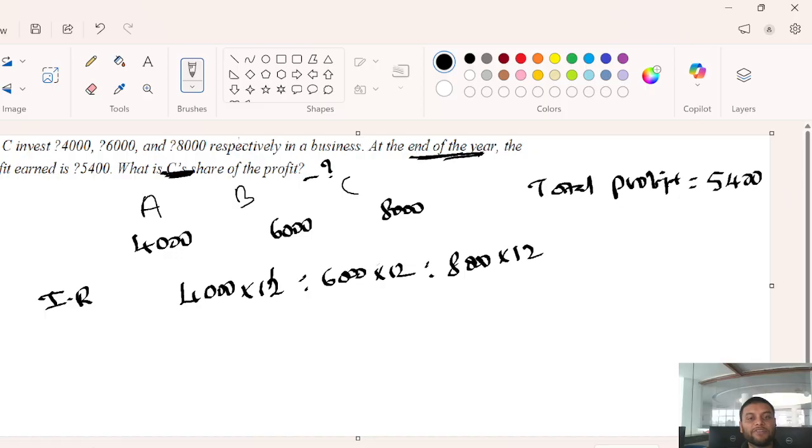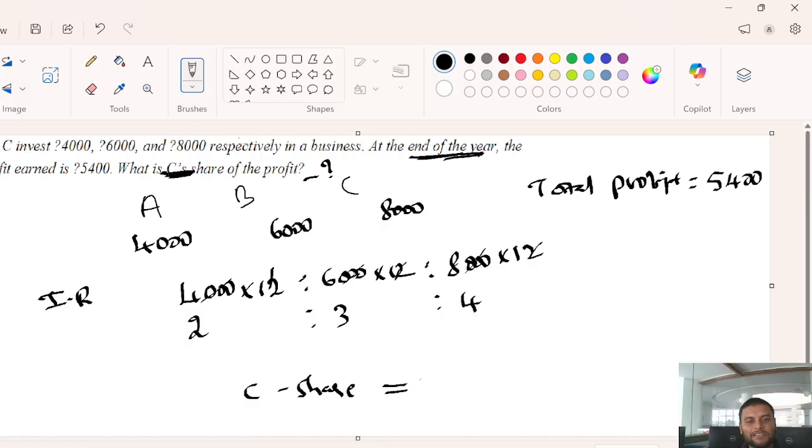So you can cancel these 12 months, 1 year actually. You can cancel three zeros. You are having 2, 3, and 4. Yes, this is the investment ratio of these ABC guys, and we want C's share. So C's share will be found like this.